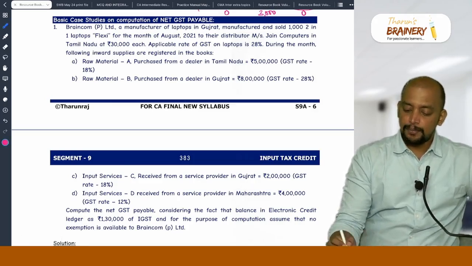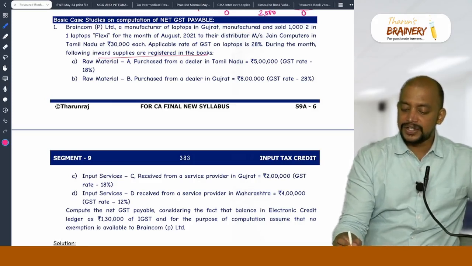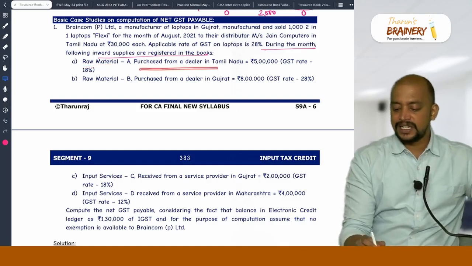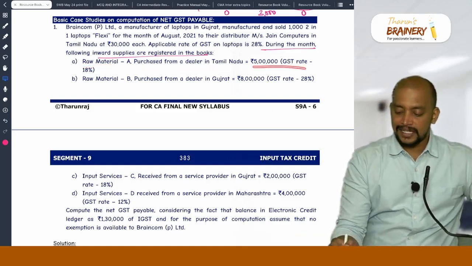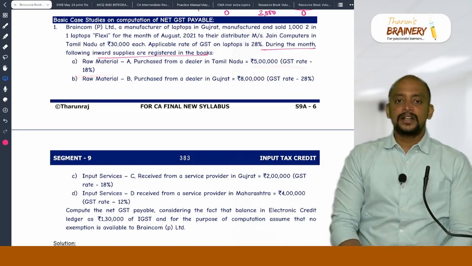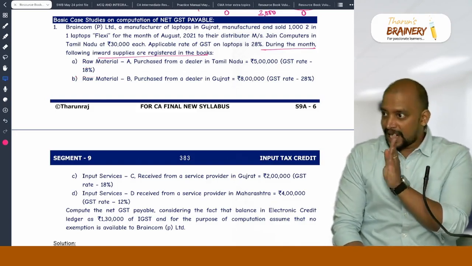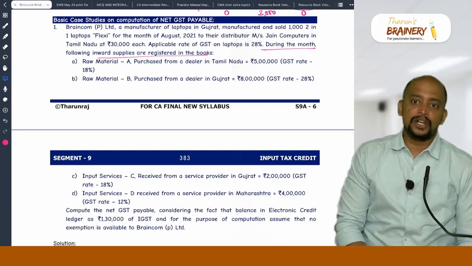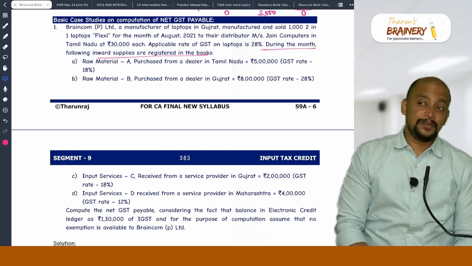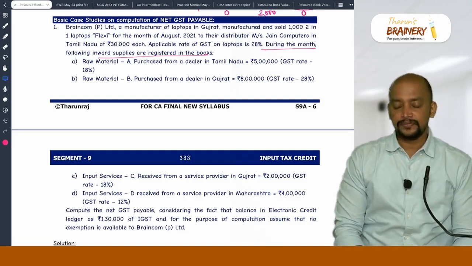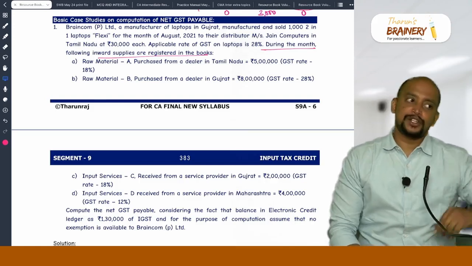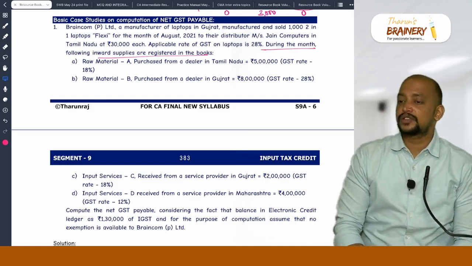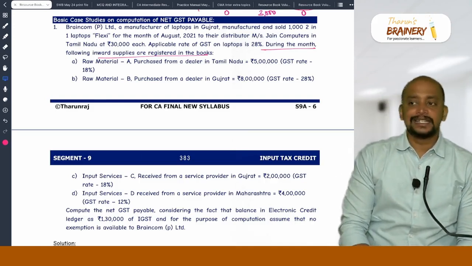During the month following inward supplies are registered in the books. Raw material A purchased from a dealer in Tamil Nadu 5 lakhs, GST rate 18%. Now you are Braincom in Gujarat. You are purchasing from a dealer in Tamil Nadu. So is it your intrastate purchase or interstate purchase? Interstate, because location of supplier is Tamil Nadu, ending point is Gujarat. Therefore it will be interstate purchase. So which credit? IGST credit.